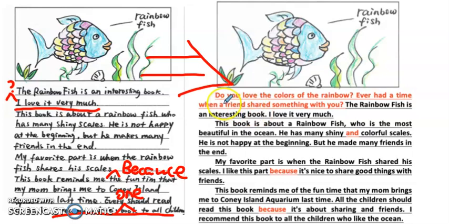Okay, do you love the color of the rainbow? Ever had a time when a friend shared something with you? The Rainbow Fish is an interesting book. I love it very much. This book is about a rainbow fish who is the most beautiful in the ocean. He has many shiny and colorful scales. He is not happy at the beginning, but he makes many friends in the end. My favorite part is when the rainbow fish shares his scales. I like this part because it's nice to share good things with friends.